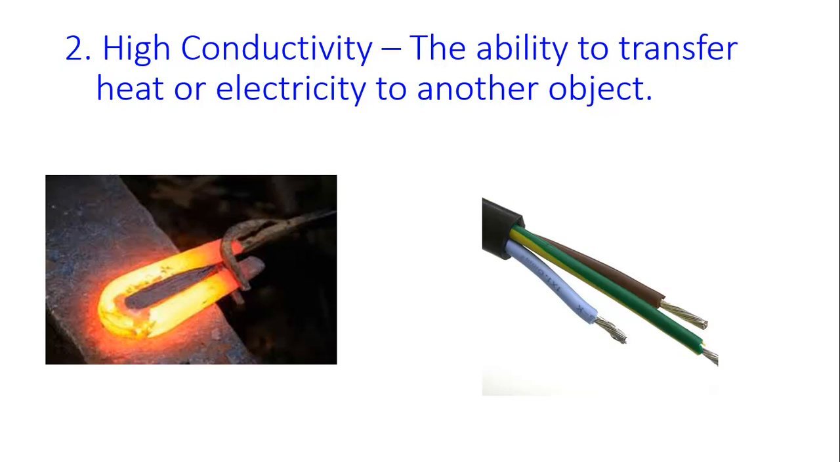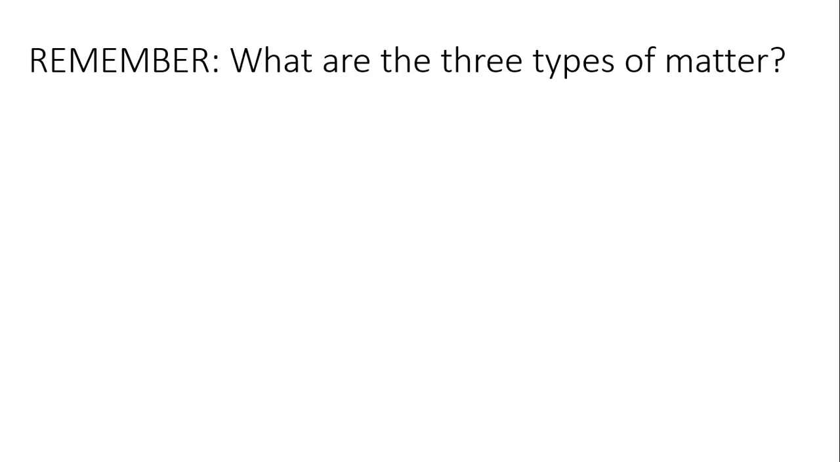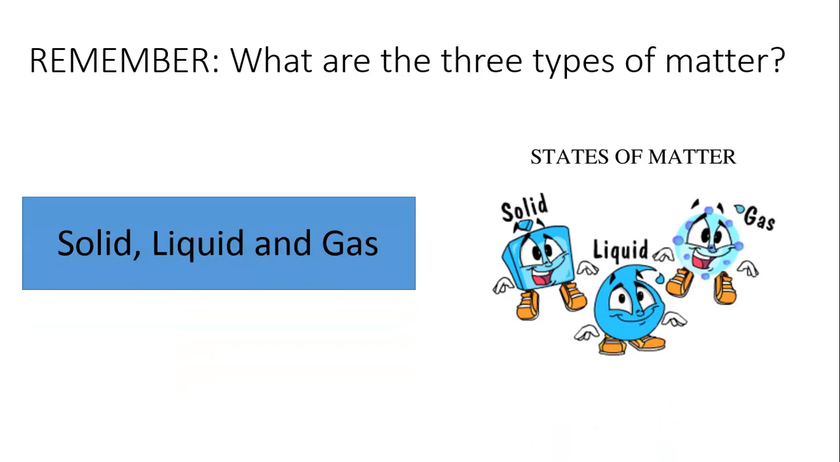The second property of metals is high conductivity, which is the ability to transfer heat or electricity to another object. We all know this. If you touch the spoon in the soup pot, you will get burned. Also, wires are made out of metal, like aluminium, because it's a good conductor of electricity. So this is a review. I hope we all know this.